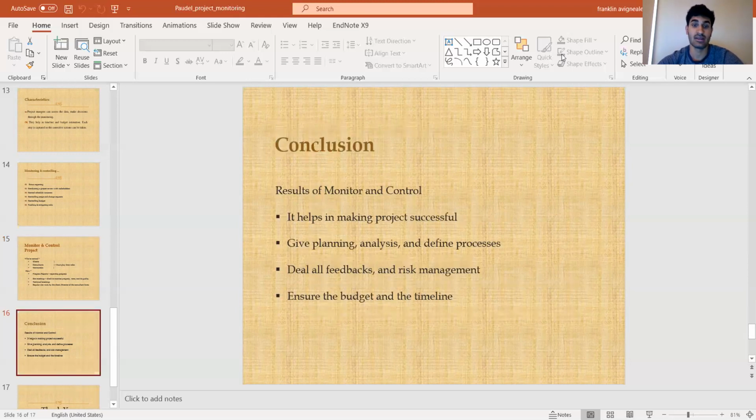And the conclusion: the results of monitoring and controlling help in making the project successful, give planning for future analysis, define the processes of these process groups, deal with all feedback and risk management, and ensure the budget and the timeline, which helps us make a project successful. So this process group is very important in a project. Monitoring and controlling plays a vital role in project success.